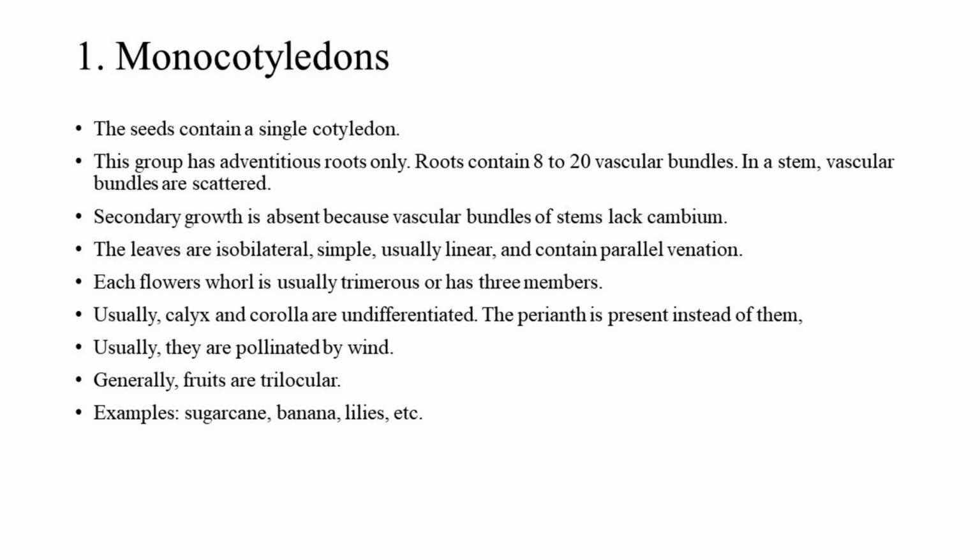The leaves are isobilateral, simple, usually linear, and contain parallel venation. Each flower's whorl is usually trimerous, or has 3 members. Usually, calyx and corolla are undifferentiated. The perianth is present instead of them. Usually, they are pollinated by wind. Generally, fruits are trilocular. Examples: sugarcane, banana, lilies, etc.